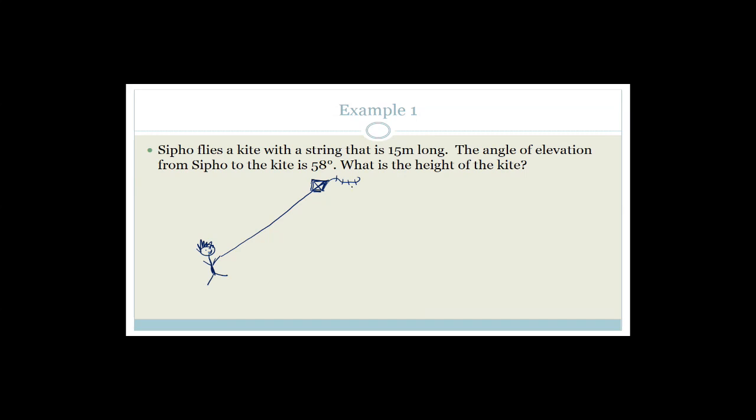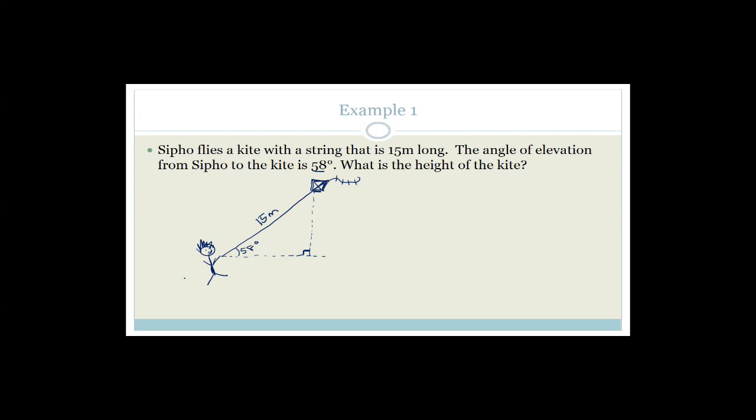Now they tell us that the angle of elevation from Sipo to the kite is 58 degrees. In other words, the angle this makes with the horizontal is 58 degrees. They also said the string is 15 meters long, and they want to know the height of the kite. Now, obviously, this is very literal, because Sipo has a little bit of height himself.